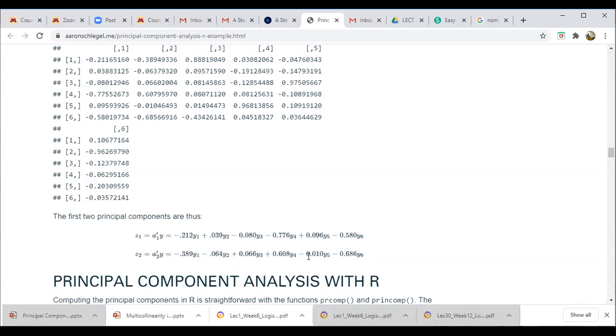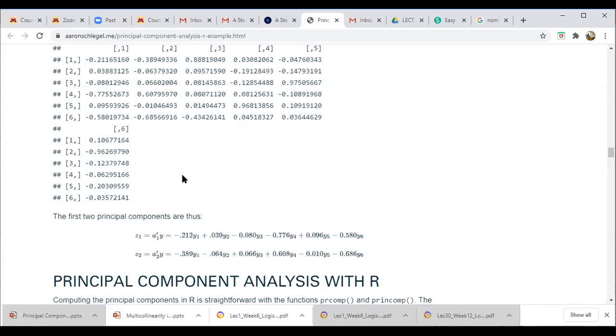How do I get the second one? I'm going to make use of this second eigenvector. This is the first eigenvector. This is the second one, third one, fourth one, and so on like that. Now, is there anyone who wants to ask a question? Is there anyone?